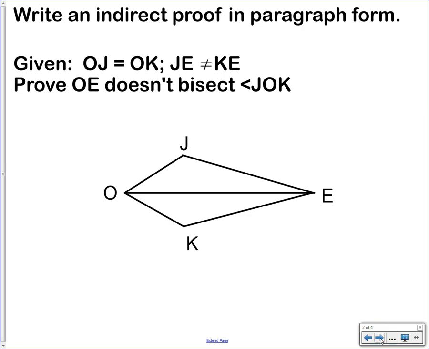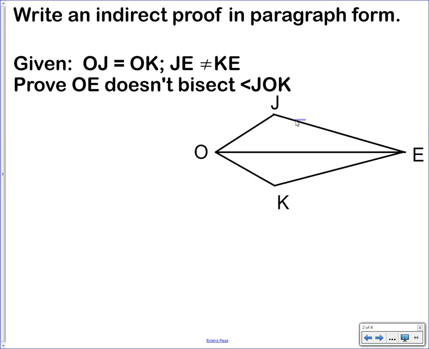So our first example, given OJ is congruent to OK and JE is not congruent to KE, we need to prove that OE does not bisect JOK. So let me move this picture so that I can have a little bit more room. So again, our first step is to state or assume that what we are trying to prove, the conclusion, is not true.